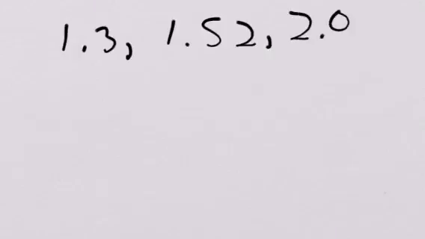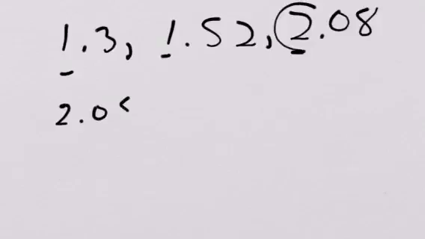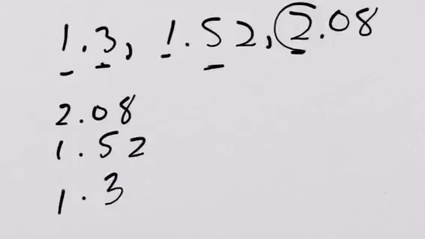Okay. Next example is 1.3, 1.52, and 2.08. We have to align those. We know that 2 right here is bigger than the 1s over here, so 2.08 is going to be bigger. Now we have to see, is the 3 or the 5 bigger? It's the 5, and then this is the biggest, this is the medium one, and this is the least one.